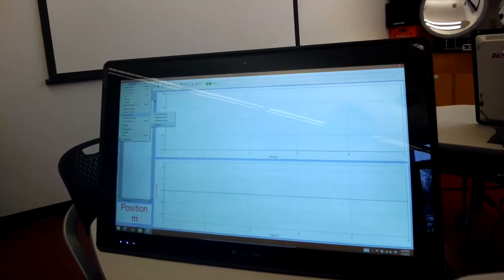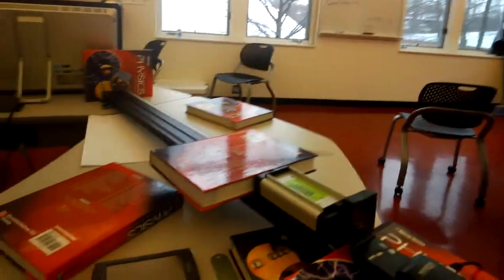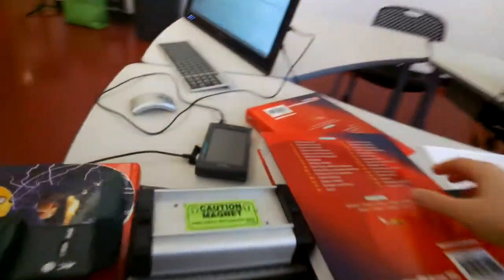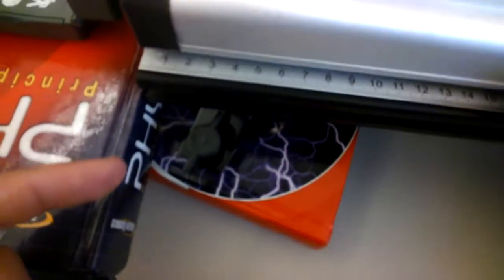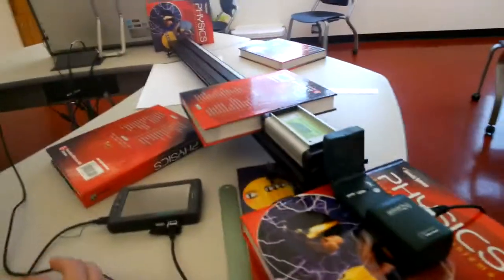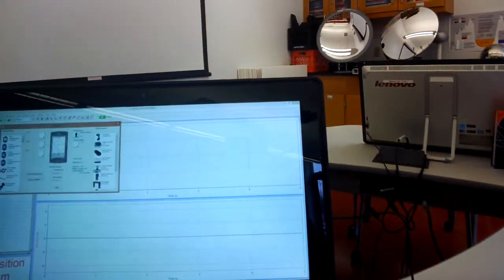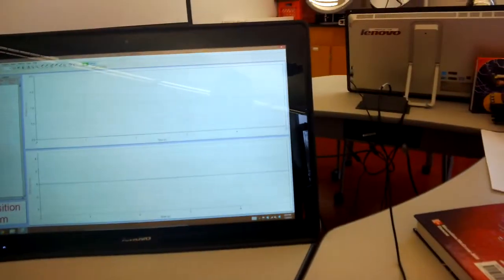So we're going to set up our sensors, the motion detector. We are going to zero it right here at the top of the ramp. We're going to make sure that the cart is basically at 0. So this lets us make sure that the position that the sensor reads is the position on the ramp for the cart, which is really, really useful. Zeroed. All right.